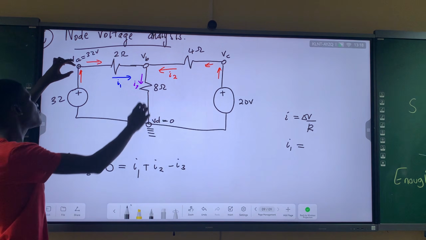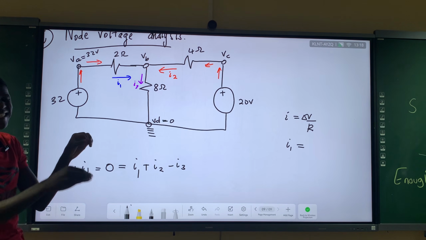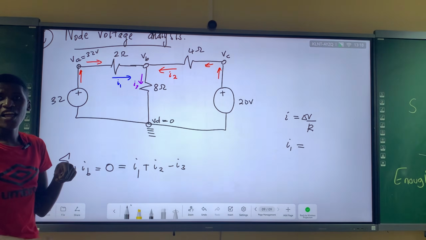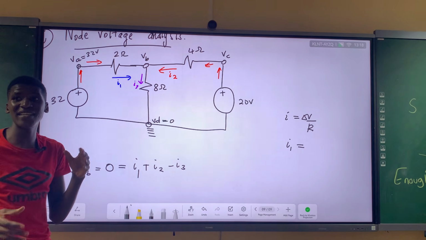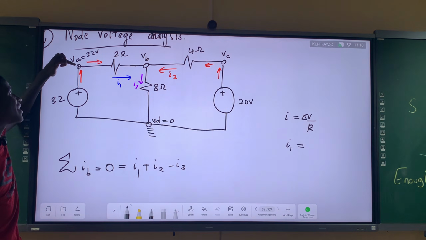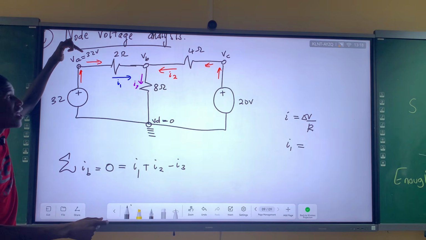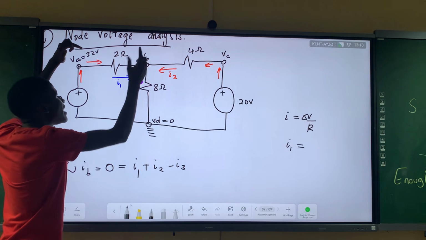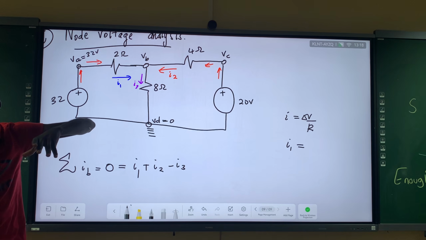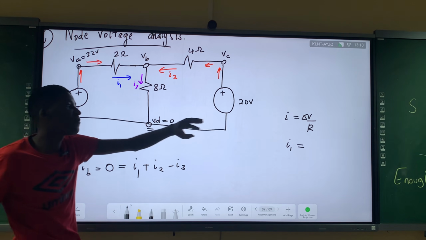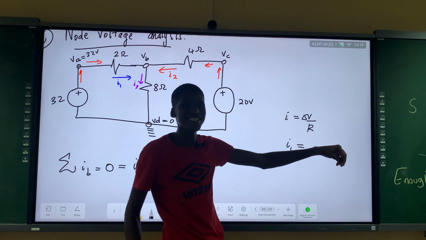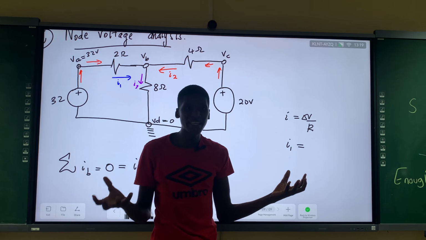So when you see your 2 ohms resistor, it's a resistor that is between 2 terminals. Because remember, nodes, you can call them what? Terminals. So the first terminal is VA having a potential of what? 32. We have got the second terminal VB and a potential we don't know. So when we talk about voltage, what is voltage? It is the potential difference. It's the difference in the potentials.